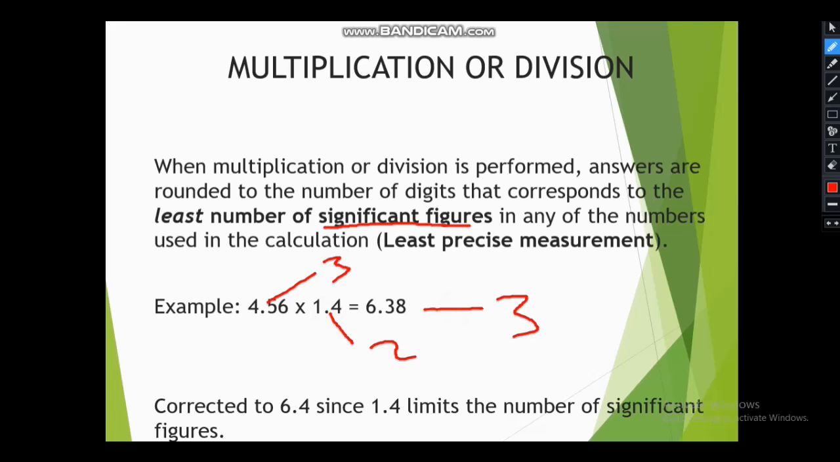Now we ask ourselves, which one has the least significant figures from the numbers we multiplied? You agree with me that 1.6 has the least significant figures. It has 2 significant figures. So our answer then should have only 2 significant figures. So 6.4 is the correct answer, because we have rounded off 6.38 to 6.4 so that we have 2 significant figures, which is the least significant.